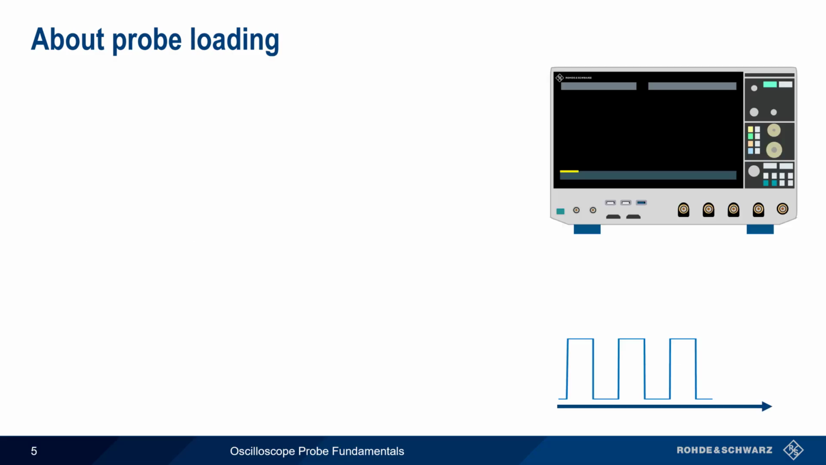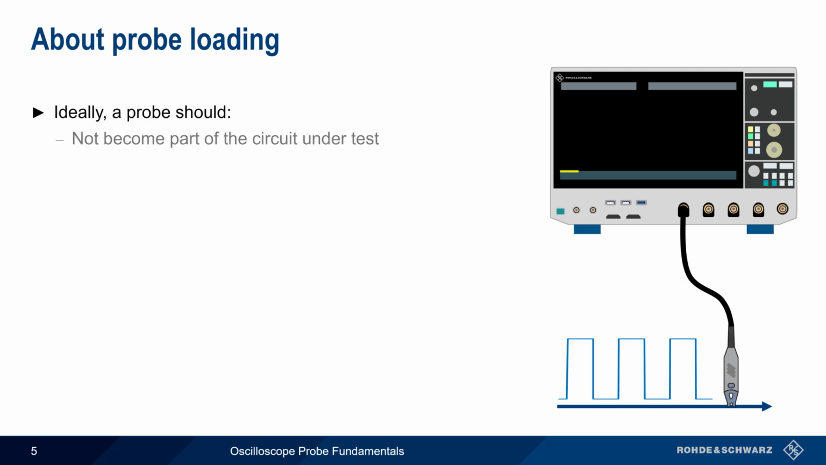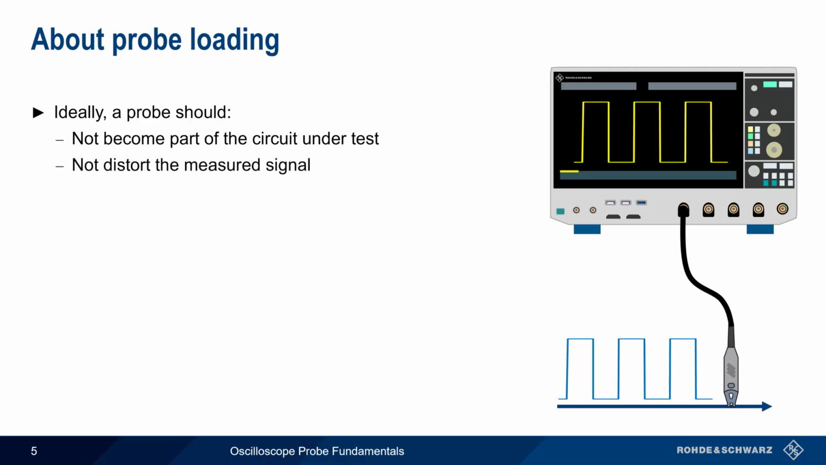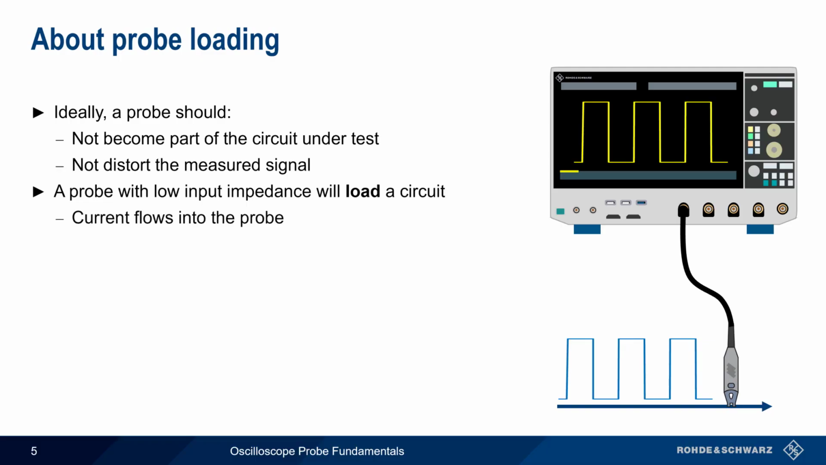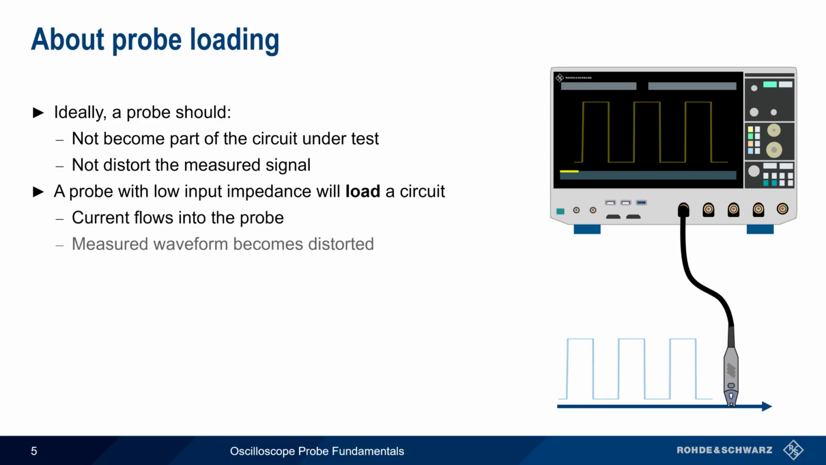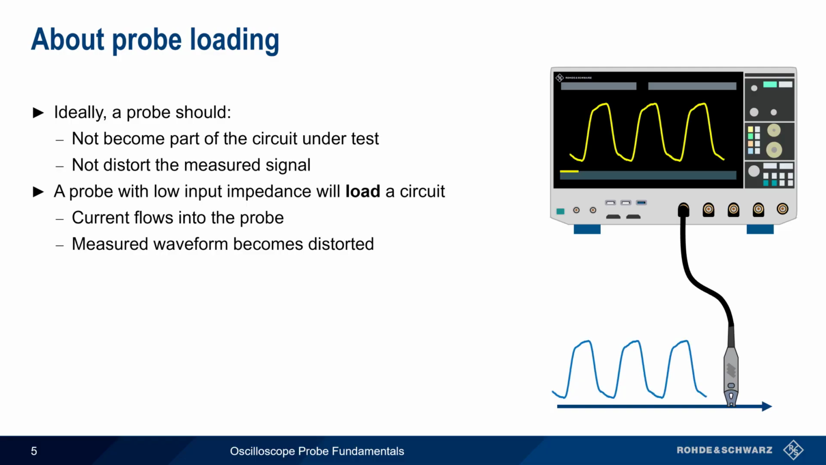Next, let's look at probe loading. Ideally, an oscilloscope probe should not become part of the circuit under test, and also should not distort the measured waveform as seen on the oscilloscope. However, if the probe has a low input impedance, it can load the circuit. This means that current flows into the probe, causing the measured waveform to become distorted. In addition, loading may cause the behavior of the circuit to change when the probe is attached.